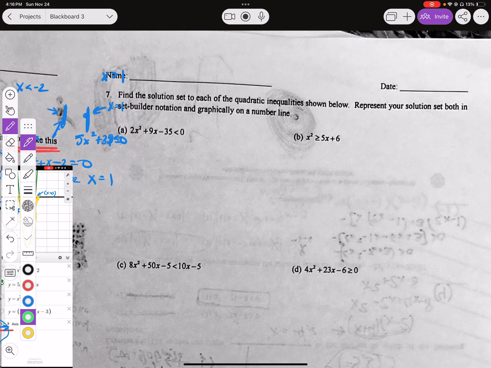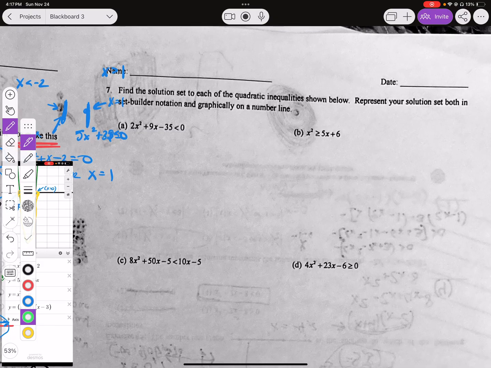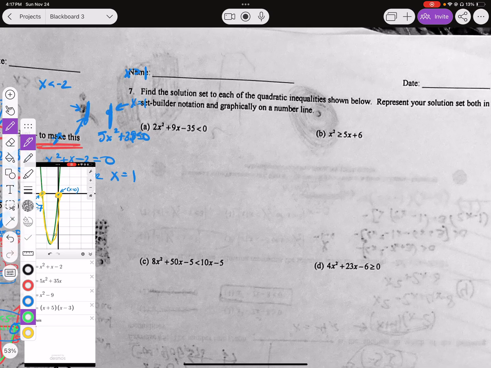Find the solution set to each of the quadratic inequalities shown below. Represent your solution set both in set builder notation and graphically on a number line. You should probably practice these things, but I'm going to go ahead and whittle them out here real quick.